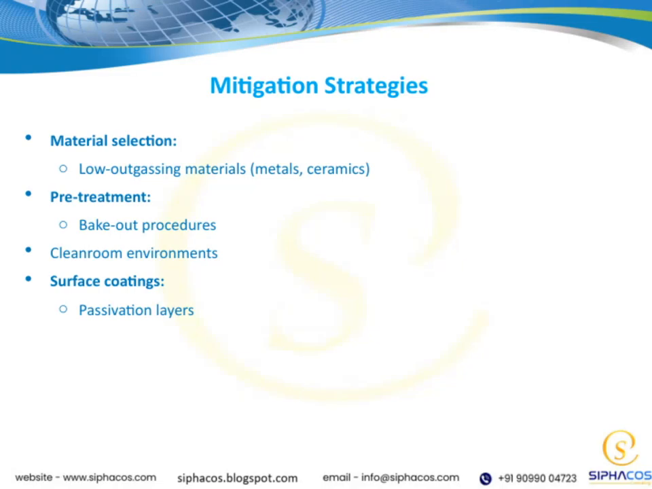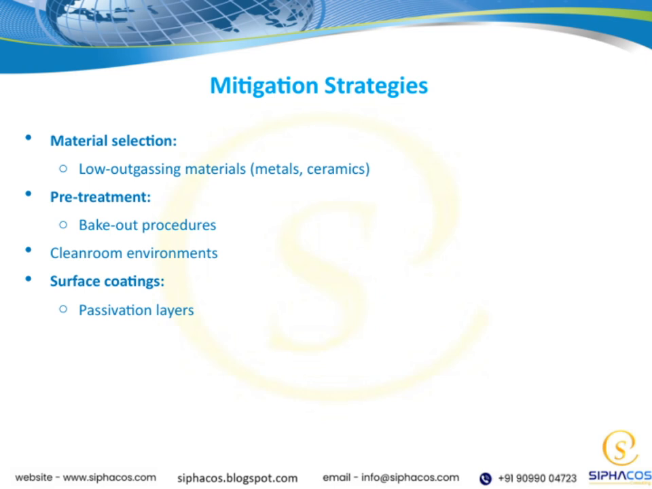Now, let's talk about mitigation strategies to minimize outgassing and contamination. First, material selection is crucial. We want to choose low outgassing materials, such as certain metals and ceramics, because these materials inherently produce fewer volatile compounds. This helps maintain the integrity of our environment and prevents contamination.